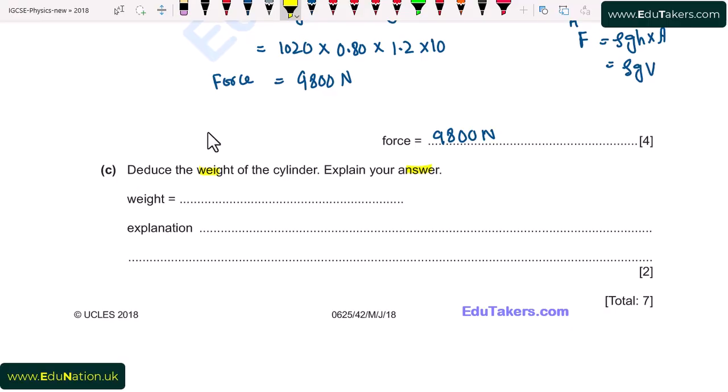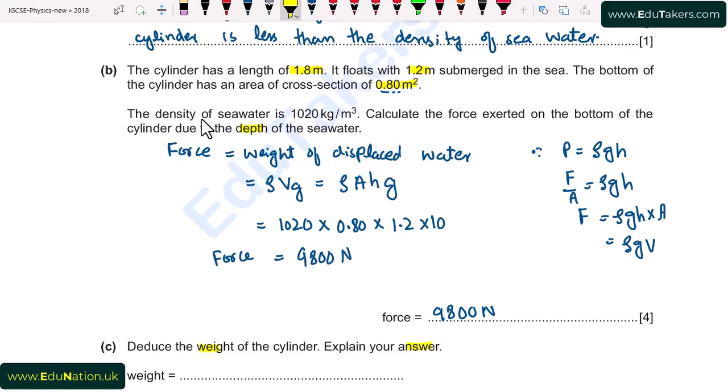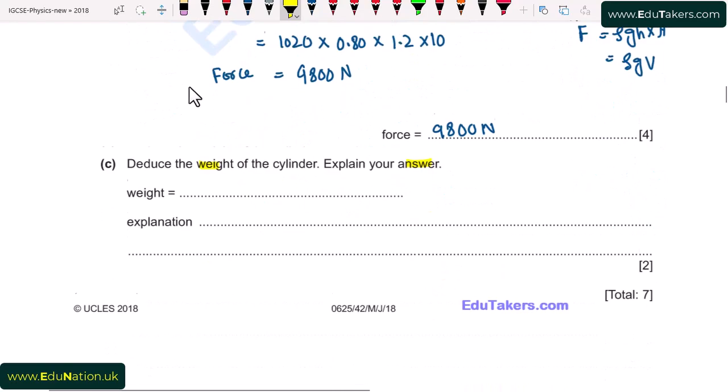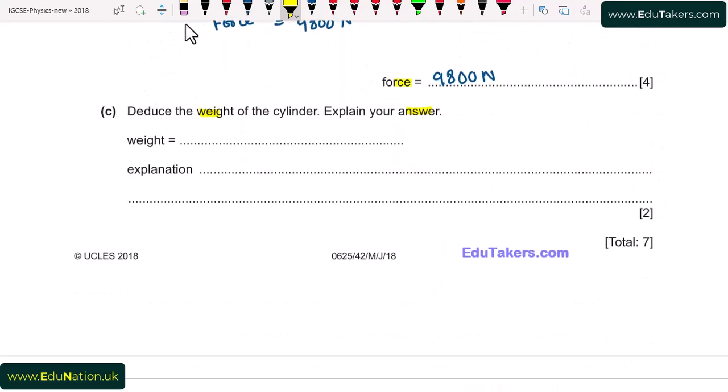Part C. Deduce the weight of the cylinder. Explain your answer. Here we say that the force will be equal to the weight of displaced water. It means that force is equal to weight. So here we calculated the force, so the weight will also be equal to 9800 Newton. It is because if I consider the object, we know that weight is always acting in a downward direction and this force will be acting in an upward direction.